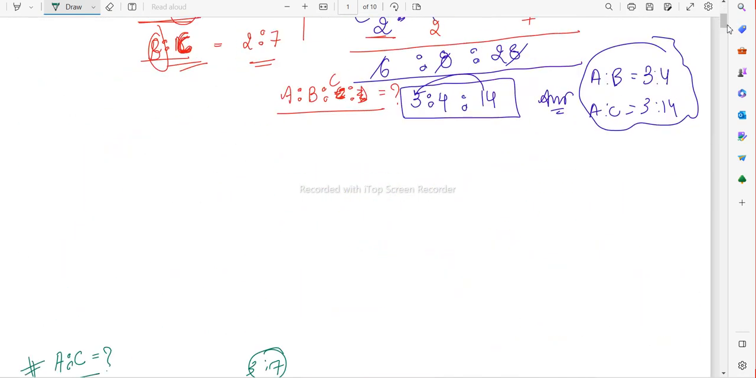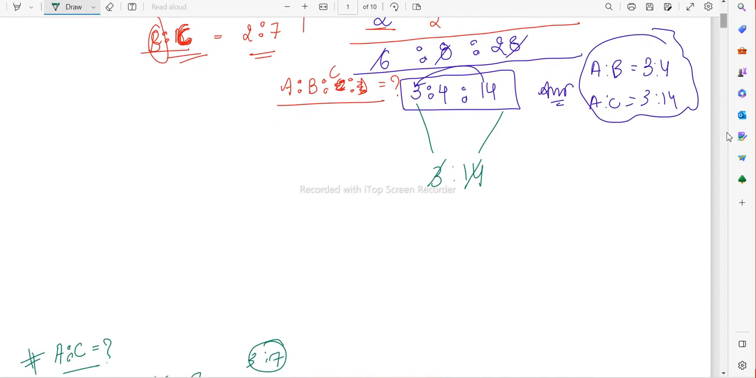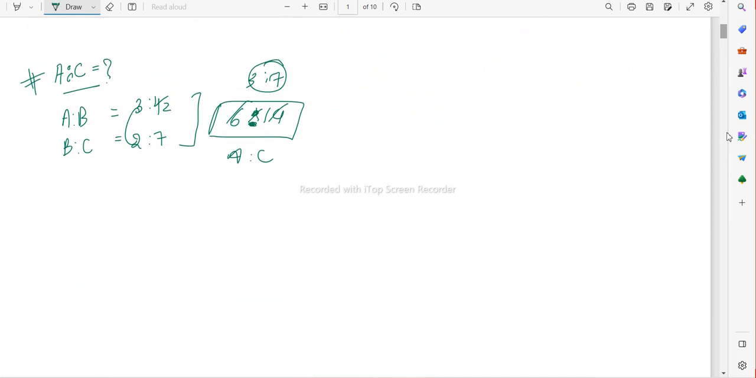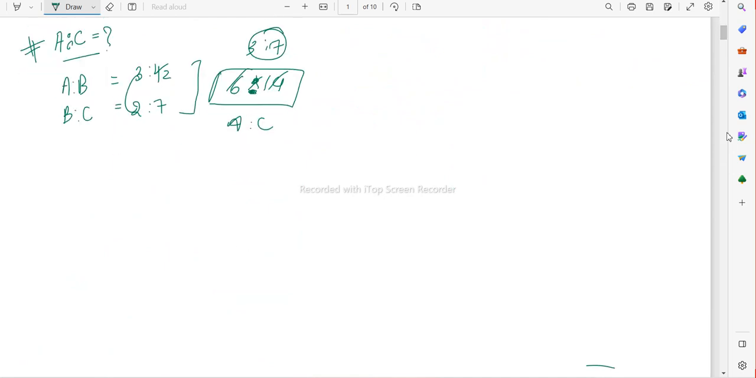You can see here it was 3 ratio 14 from here as well, so I've cancelled this. There is some error. I'm so sorry, I've done something wrong.